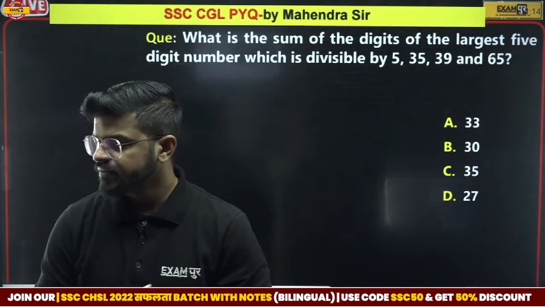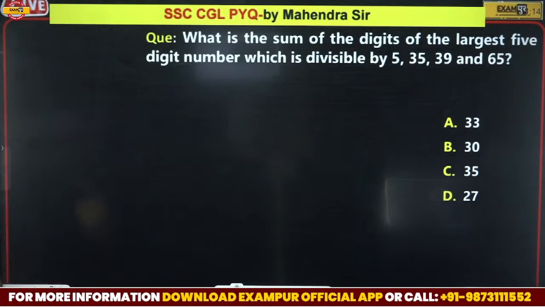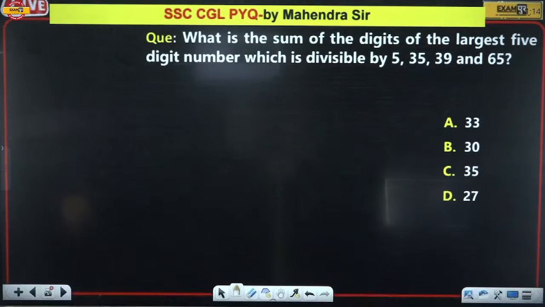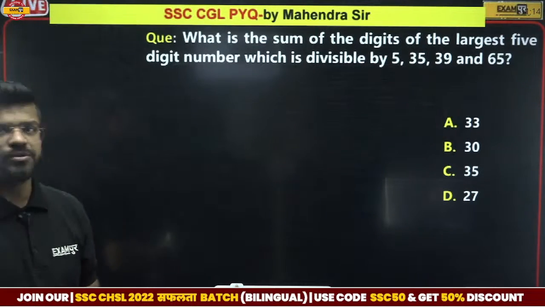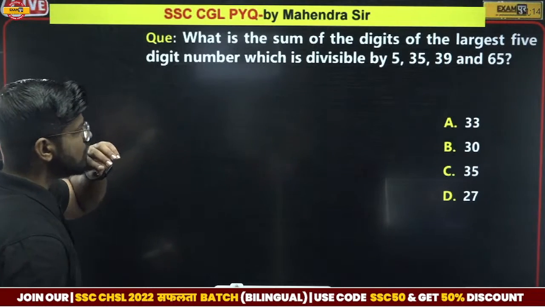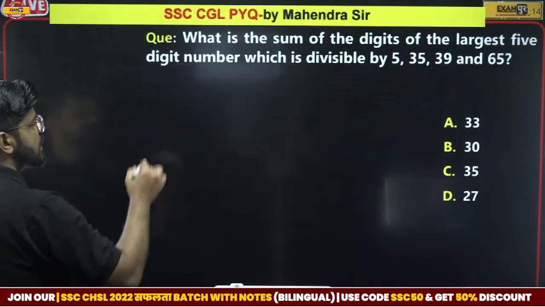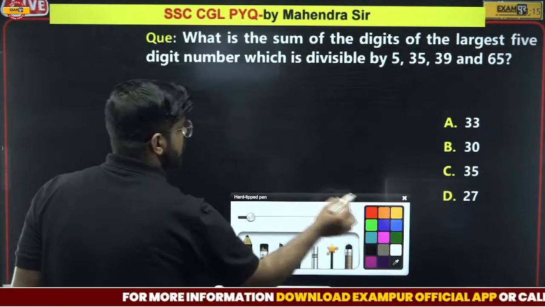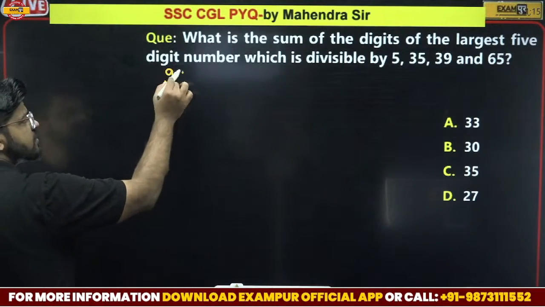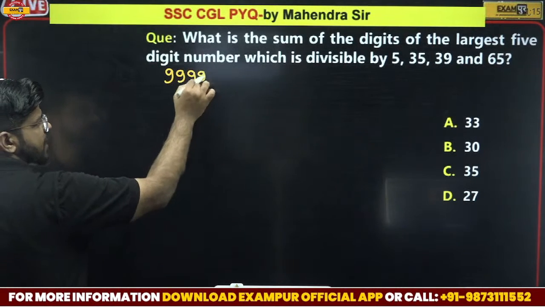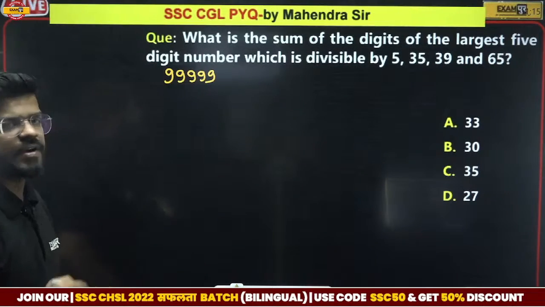Okay, tell me the answer for this question. What is the sum of the digits of the largest 5-digit number? What is the largest 5-digit number? The largest 5-digit number is 5 times 9. Okay, this is the largest 5-digit number.